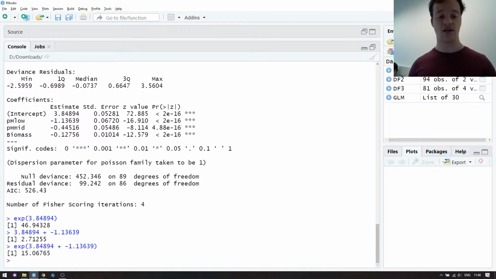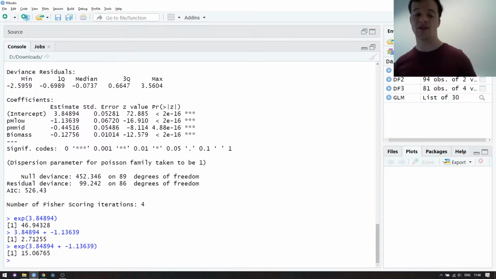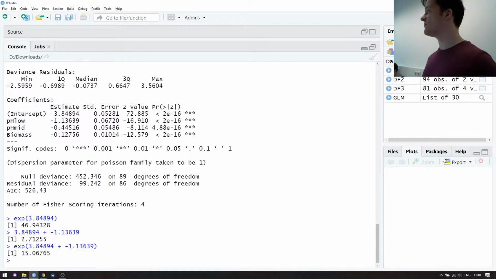Then how can I get the estimate on the scale of the linear part for that? Yes? First do the exponent of the intercept and then plus the biomass times? Plus. Sorry? I thought that you have to do the exponent of the intercept to get the actual value. Yeah, so the exponent we need if we want to get back on the original scale. But on the scale of the linear part, if I have a biomass of 0.5, then what do I expect the value to be for pH high?